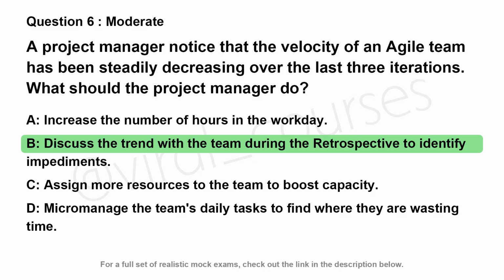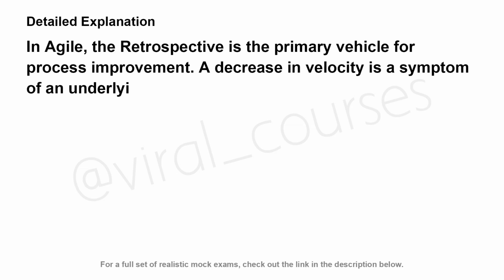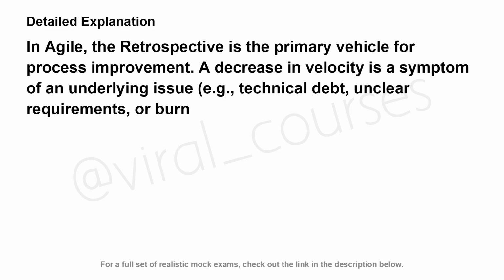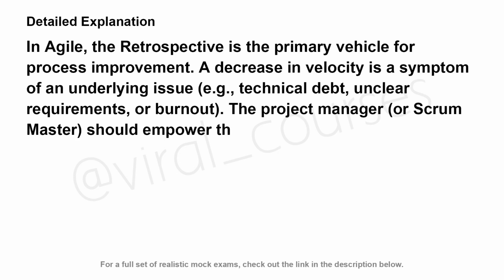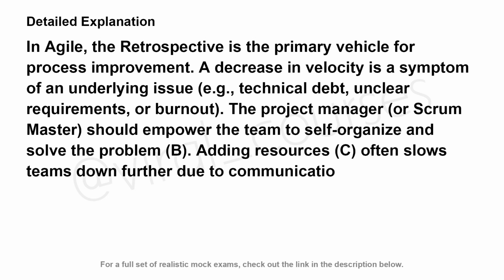The correct answer is B. In Agile, the retrospective is the primary vehicle for process improvement. A decrease in velocity is a symptom of an underlying issue, e.g., technical debt, unclear requirements, or burnout. The project manager, or Scrum Master, should empower the team to self-organize and solve the problem. Adding resources, C, often slows teams down further due to communication overhead. Brooks's Law.